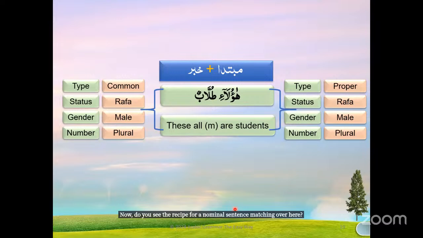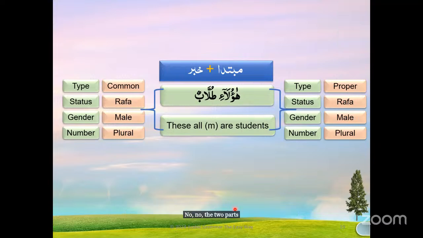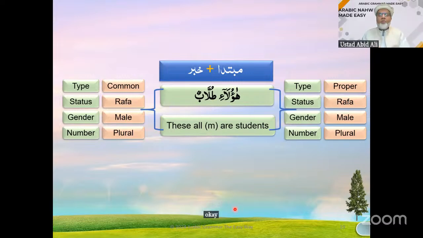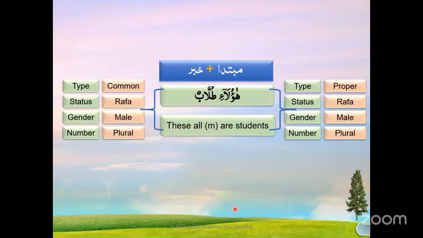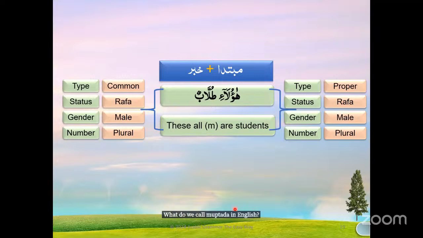Yes. So how many components is a nominal sentence supposed to have? 4. No, two parts, right? What are the two parts? Mubtada and Khabar. Okay. Why do we call it Mubtada, by the way? That is the beginning of the sentence. Very good. The beginning noun is known as Mubtada. What do we call Mubtada in English? Subject.